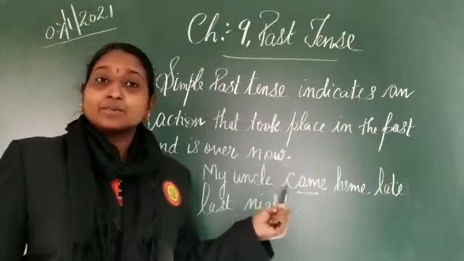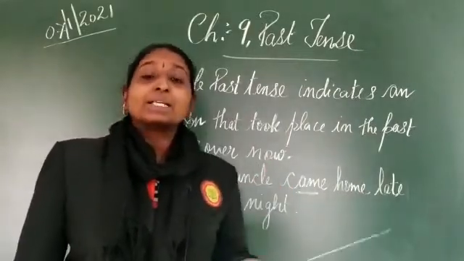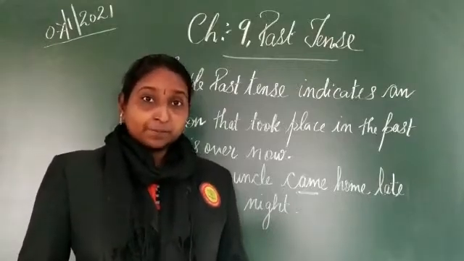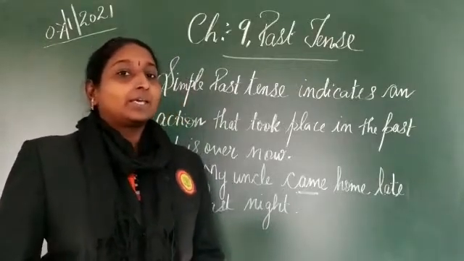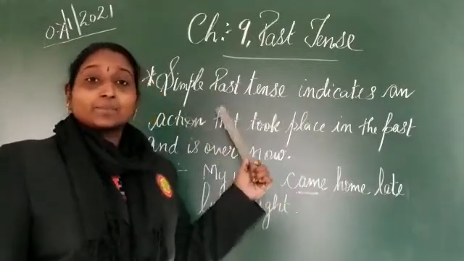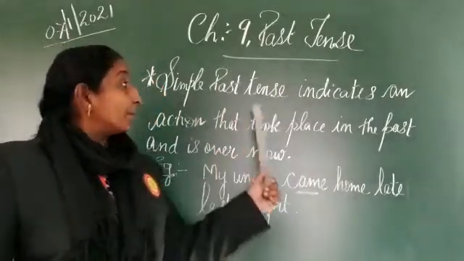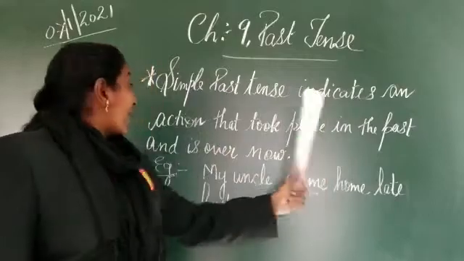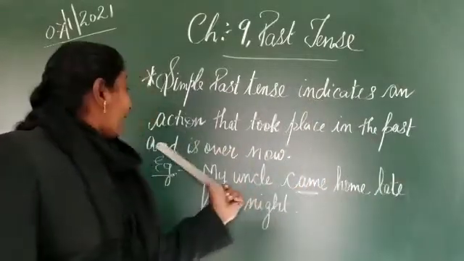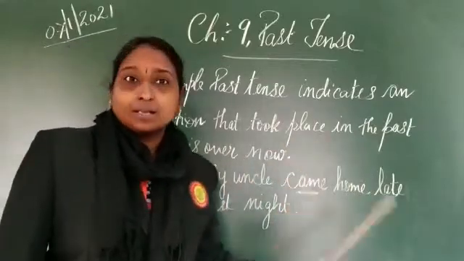So a definition is on my board. But students, please take out page number 42 of your English grammar textbook. Okay, you are ready with the books. Here the definition of the past tense is written like this: a simple past tense indicates an action that took place in the past and is over now.